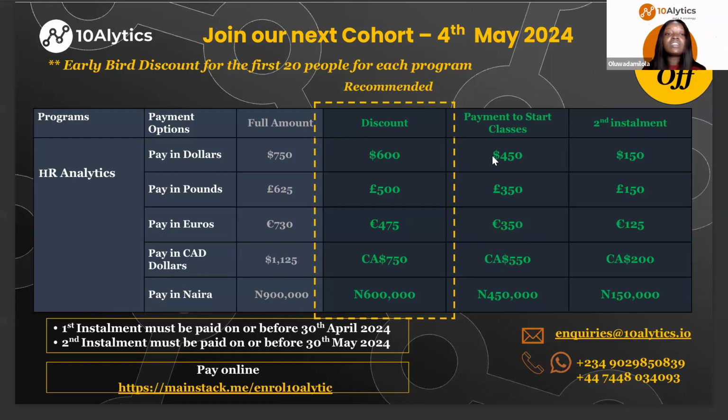Now, to start the class, you pay $450, and then a month into the program, you pay 150,000 Naira. The first installment is to be paid on or before 30th of April. Today is the 19th or so, so you still have time to pay before the class, before 30th of April. And then your second installment is to come in on or before 30th of May.